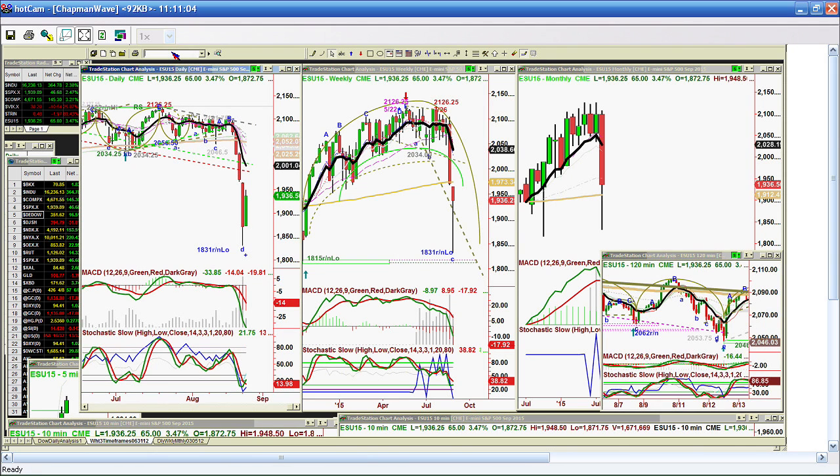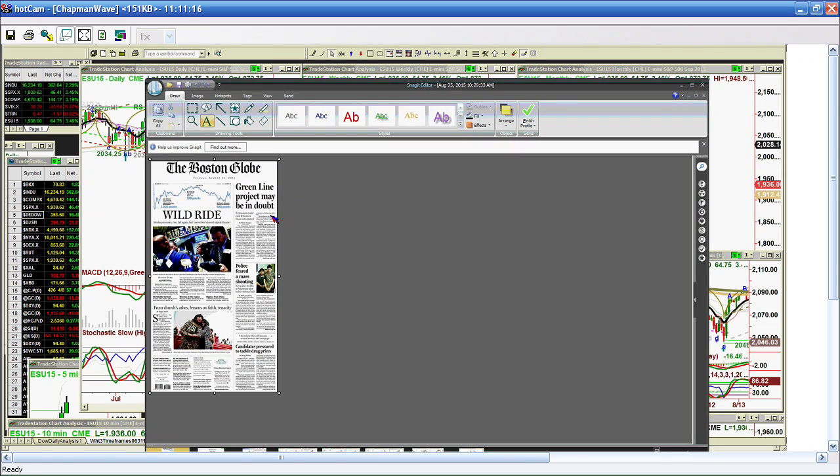Why? Well, there are a couple of things that are going on. Let me just show you this right here. This is the Boston Globe this morning, front page. Wild ride, front page, Boston Globe. Green Line project may be in doubt. They're doubling the price from $1 billion to $2 billion, and cost overruns, blah, blah, blah. But look at this. This is the front page.